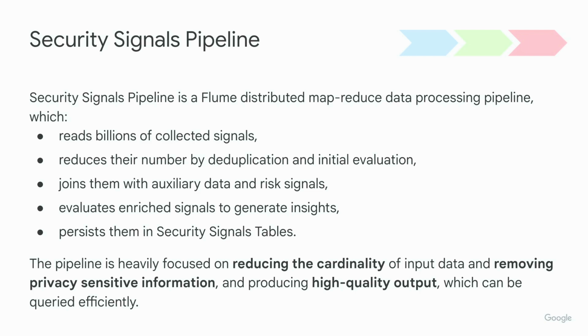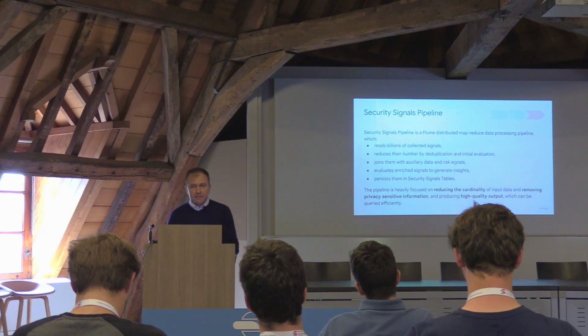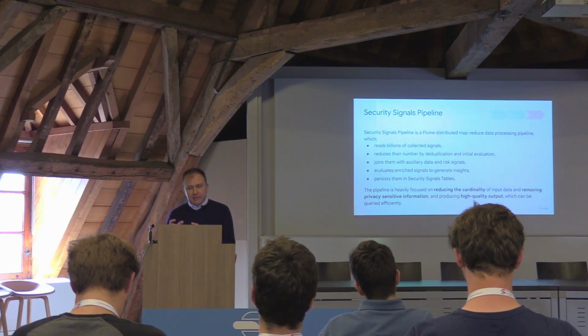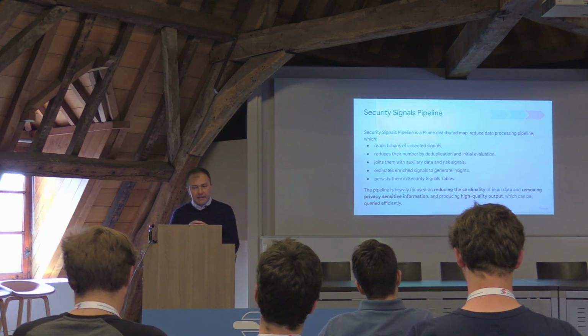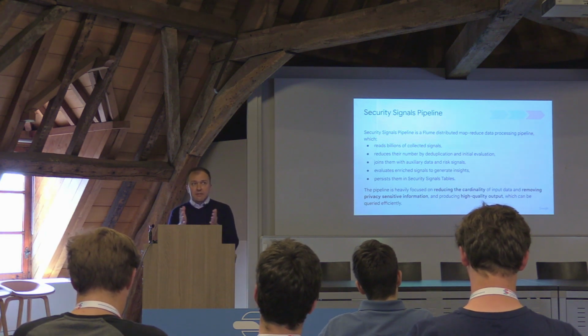And then the pipeline also joins these collected signals with auxiliary data and risk signals. So when you do the join operation, you have to be a bit careful to avoid any data explosion. This is one of the main problems with the pipeline, to make sure that the output data are not too big. At the same time, the quality of the data is high. And if there is any potentially sensitive information, sensitive data, it is redacted and removed.